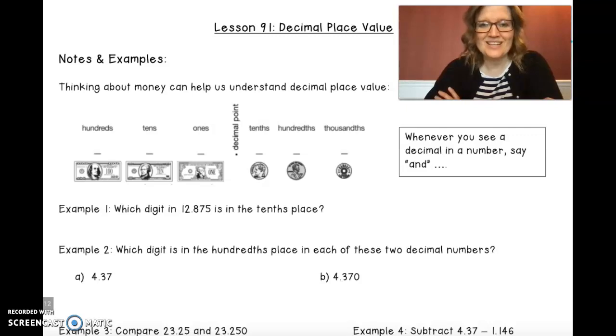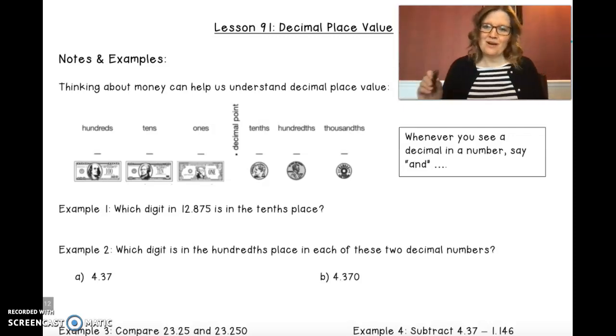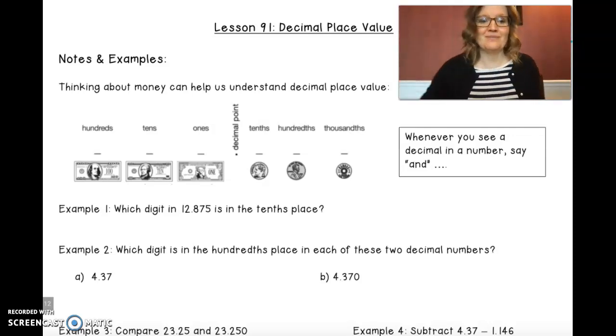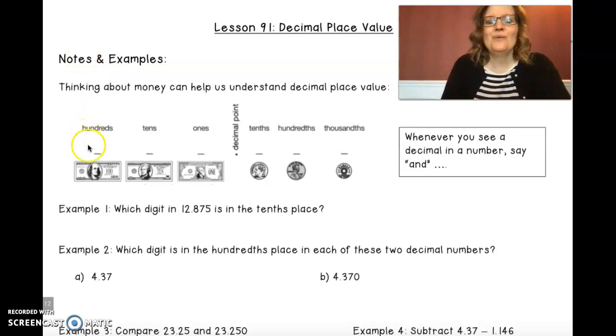Hi, today we're on lesson 91, talking about decimal place value. We're going to talk about decimal place value using an example with money. Obviously, as we're looking here, we have our hundreds, our tens, and our ones. Those are on the left side of our decimal, and they're whole numbers.